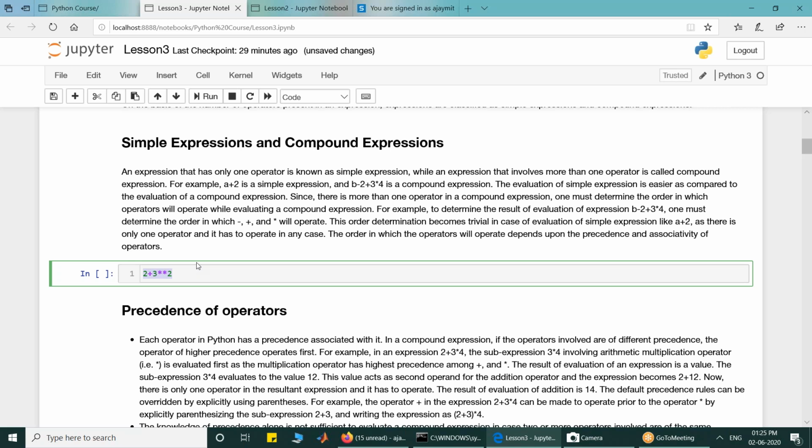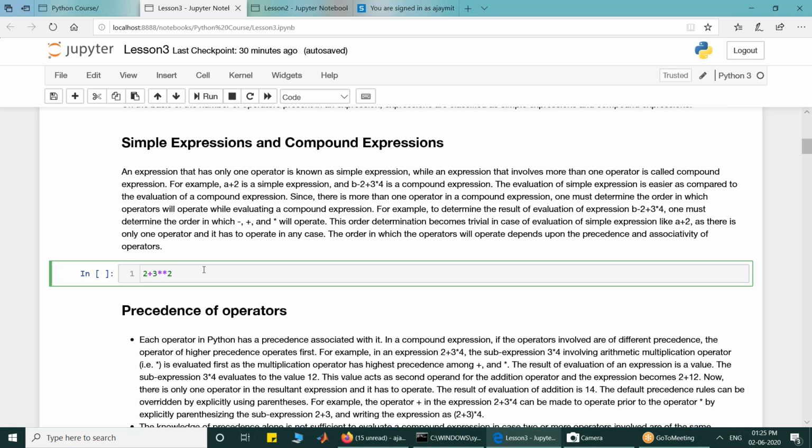So if the expression is compound, we have to look at the precedence of the operator. The operator with higher precedence gets operated first, and then the operator with lower precedence will be operated. So there is an important concept that we have to look at for the evaluation of compound expressions, and that is known as the precedence of the operators.